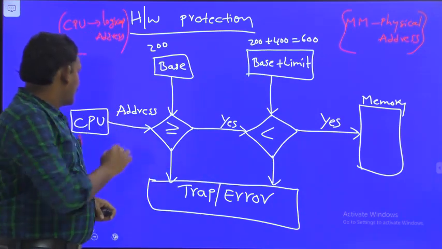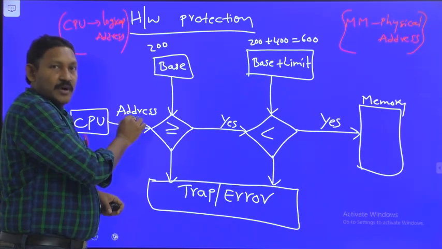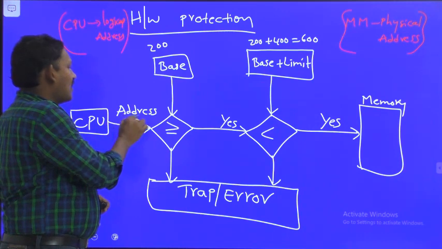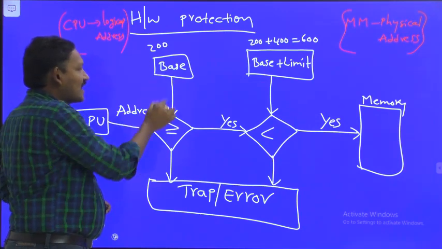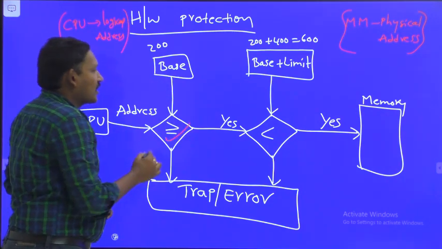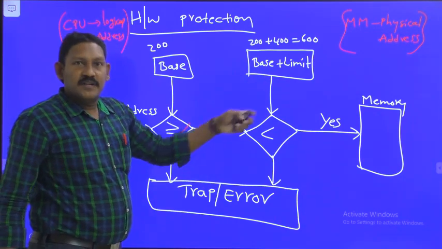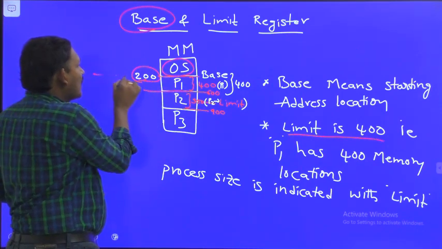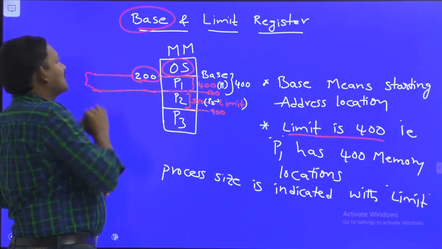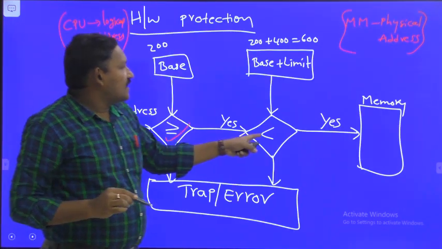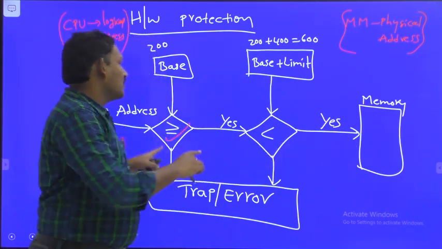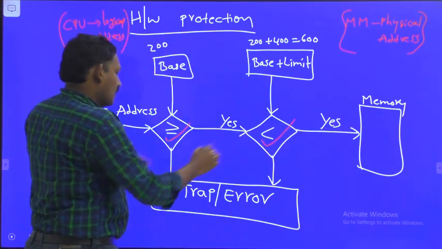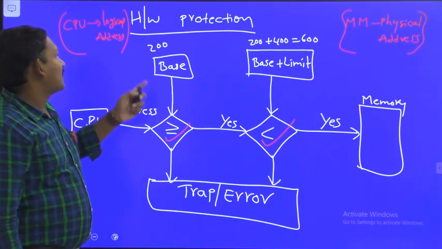Now see the hardware protection. The CPU has generated a logical address. Using that logical address, we have to find the physical address in the main memory. We have to check whether that logical address is greater than or equal to the base, and if so, whether it is less than base plus limit. That means it should be greater than or equal to 200 and less than 600, which is the slot of P1. If both conditions are correct, then we use the memory. If anything goes wrong, it indicates an error. This is about hardware protection.